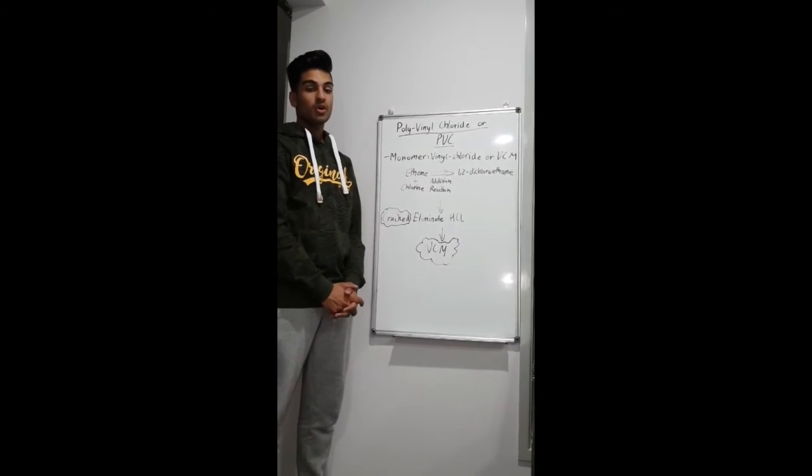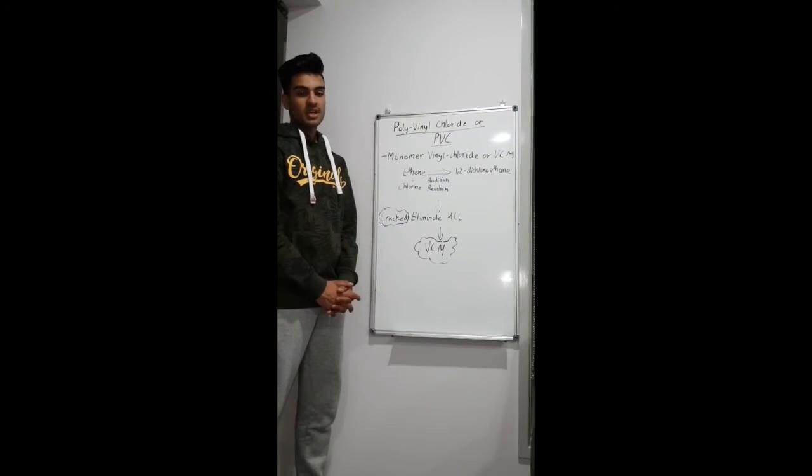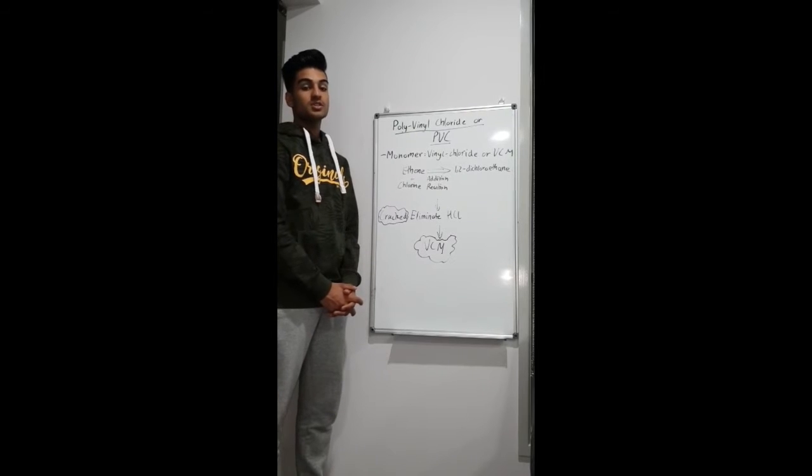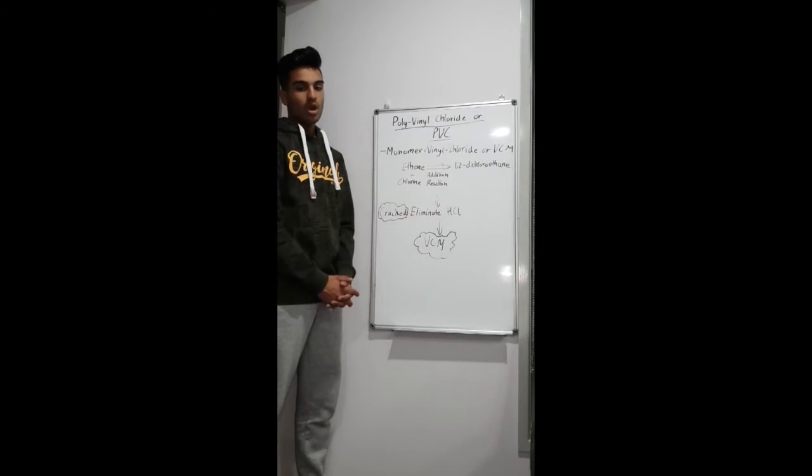Let's examine polyvinyl chloride or PVC. What's actually involved in the production of PVC? First of all, the monomer that is required to form PVC is called vinyl chloride monomer, VCM, or chloroethene. To obtain this monomer, ethene undergoes addition reaction with chlorine atoms to form 1,2-dichloroethane.